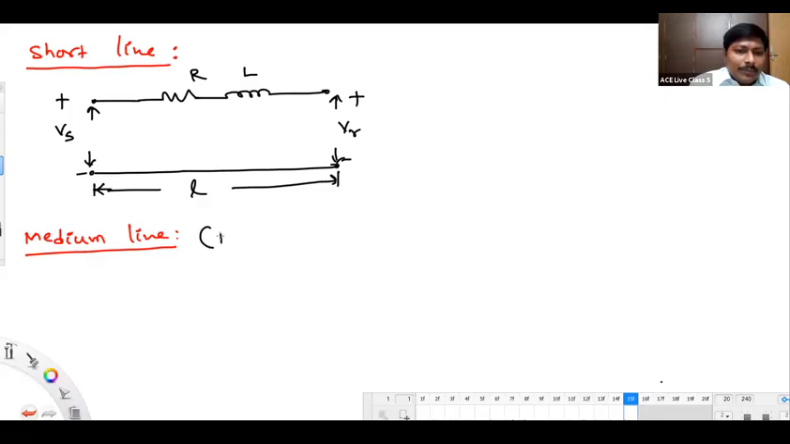So it's an RLC lumped model. In the previous case, the so-called short line, we have only two elements, RL series. In the next case, we have to add a shunt capacitor. At what place are we adding that shunt capacitor? Is it at the receiving end side, the sending end side, or any other place? That will decide the different models for medium line representation.